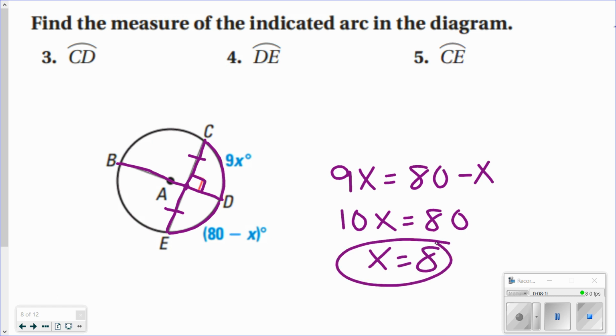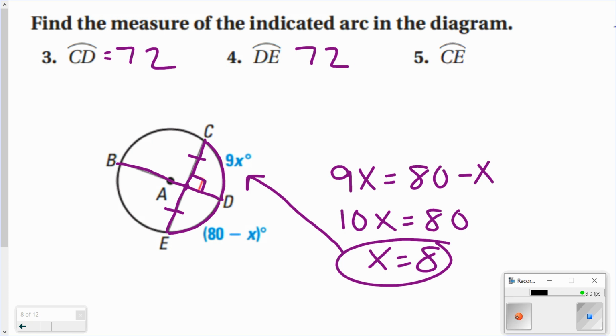All right, so now that I know that x is equal to 8, I can now plug x back into my equation here. And I know that 9 times 8 is 72. Now, since CD is equal to 72, I also know that DE is equal to 72 because those arcs are congruent. Lastly, I need to figure out what is the measure of arc CE.